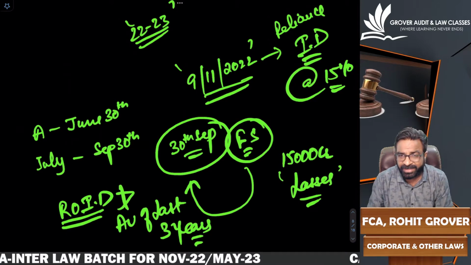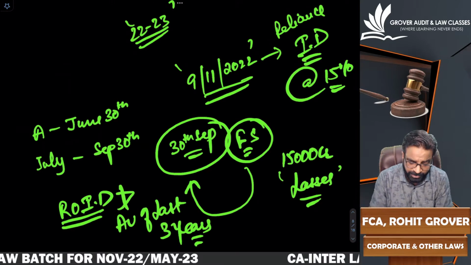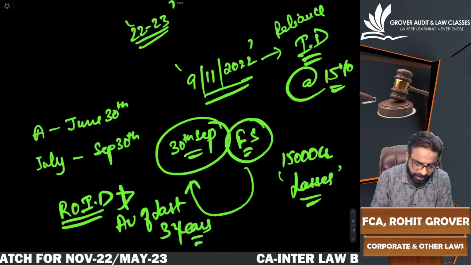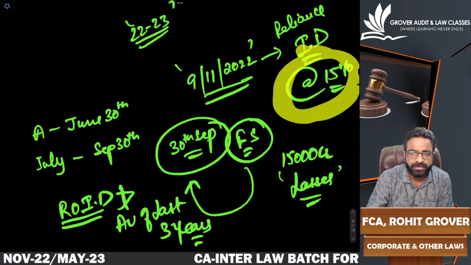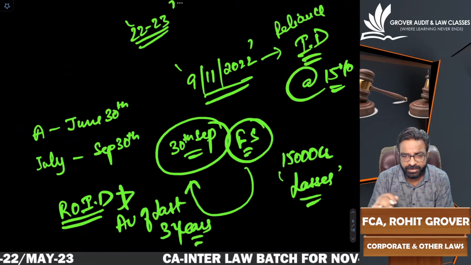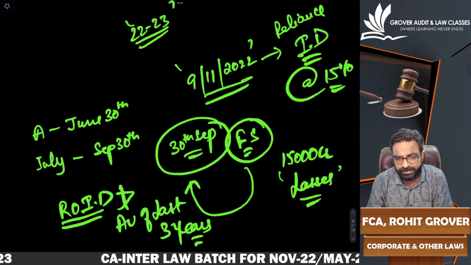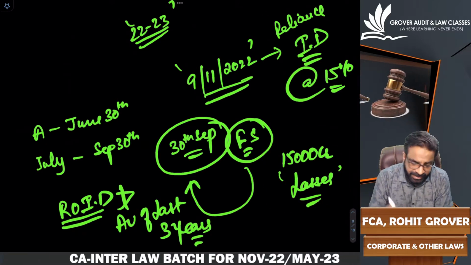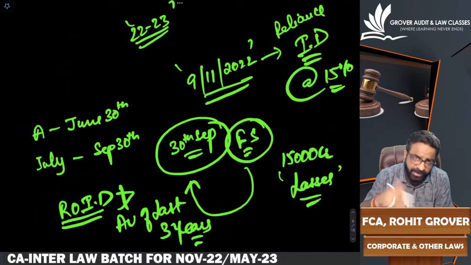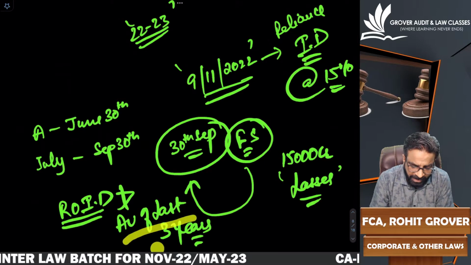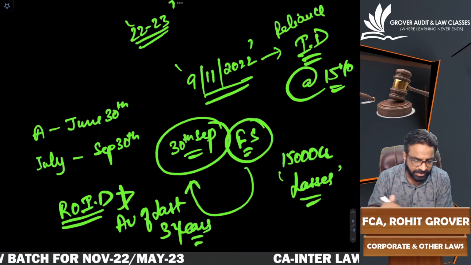Now listen to this point, everyone, very, very carefully. At what rate did the company want to declare the interim dividend? 15%. But tell me, in the previous quarter, is the company showing profit or losses? Losses. In such cases, what is the provision applicable? The rate of interim dividend, even if you want to declare, should not be more than the average of the last 3 years.